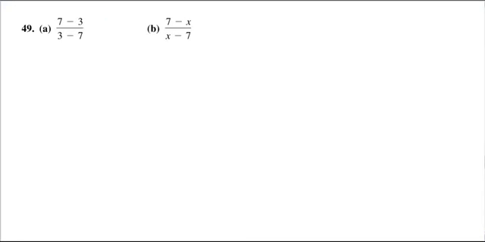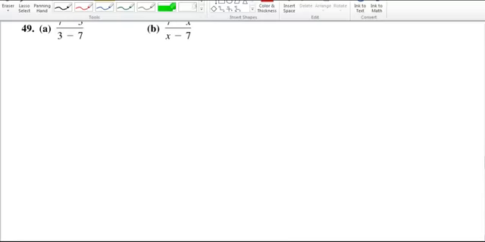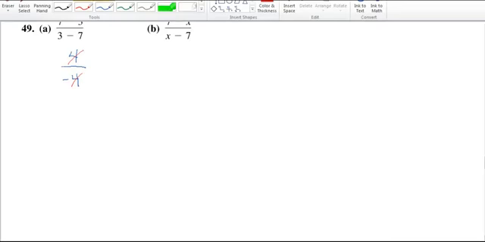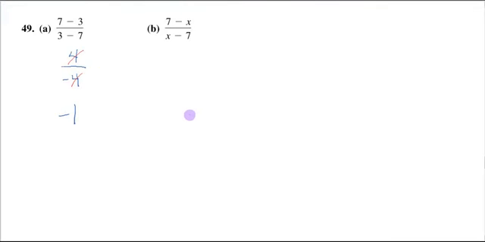Let's go ahead and simplify something like this. Okay, 7 minus 3 over 3 minus 7. We could probably go ahead and simplify this, right? 7 minus 3 is 4 over 3 minus 7 is negative 4. And I see the common factor there of 4, and that gives me a negative 1. Let's try and simplify this one. 7 minus x over x minus 7.